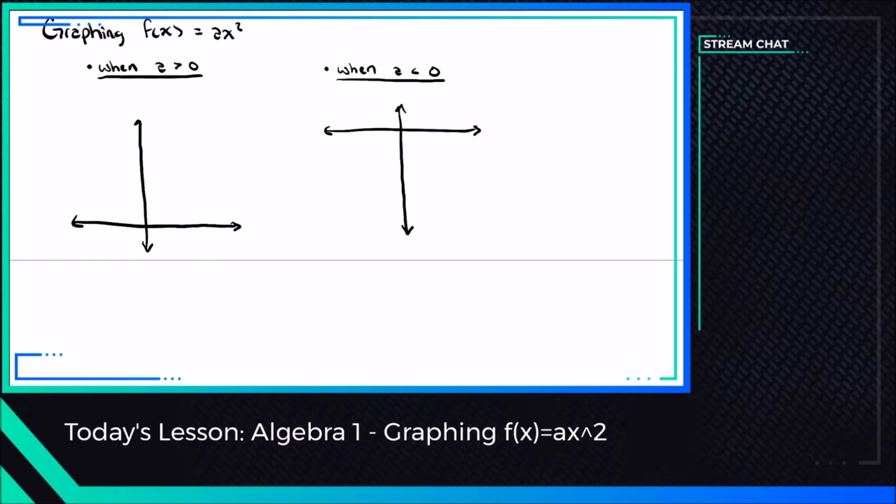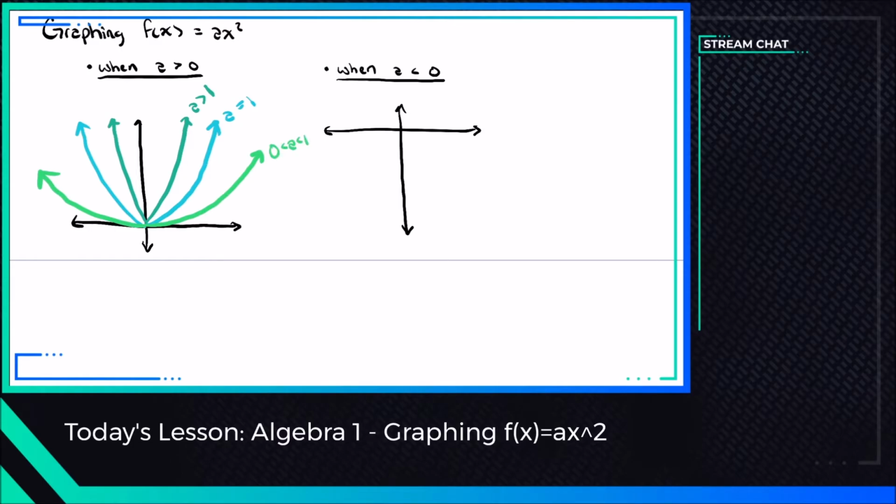We're going to do all of our a greater than zeros in blue and green style colors. If a is equal to 1, then that's the standard graph, f of x equals x squared. This darker seaweed green is going to be what happens when a is greater than 1. As a gets bigger, the graph gets narrower. And then as a gets smaller, closer to 0, becomes a fraction, we're going to get this really wide bowl kind of thing. And that's going to be 0 is less than a is less than 1.